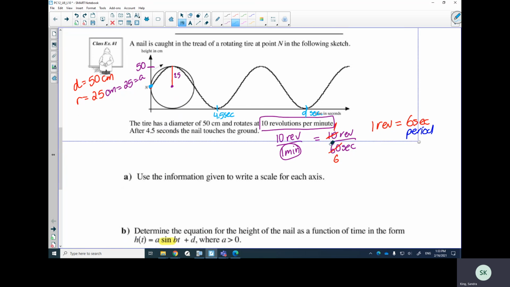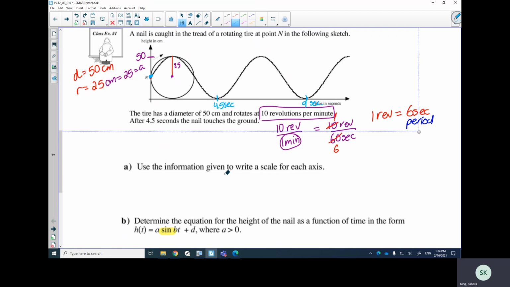Okay, so from here, let's see what we have. So we've got quite a few things on our graph. Use the information to write a scale for each axis. Okay, so write down what you think the scale would be. Like, what would your scale based on this picture be?